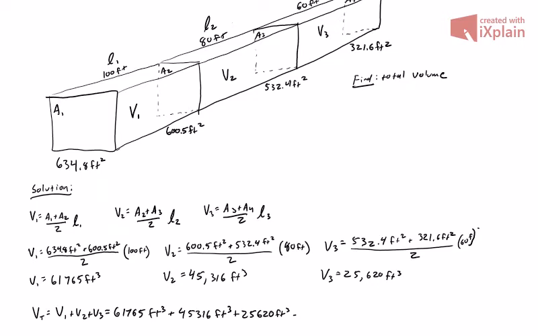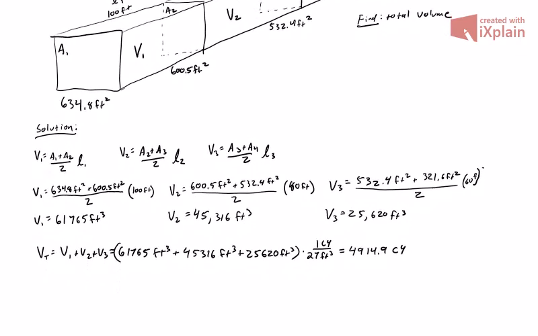The problem then asks for the answer in cubic yards, right? So again, we're going to multiply by 27 feet cubed per 1 cubic yard, and that's finally going to give us our answer of 4914.9 cubic yards.